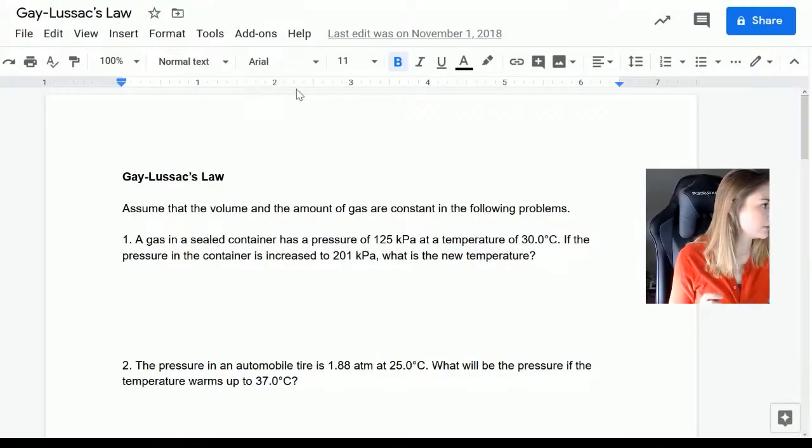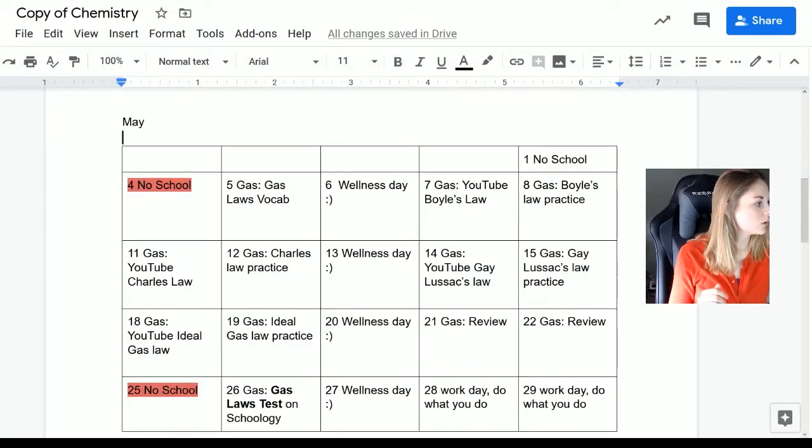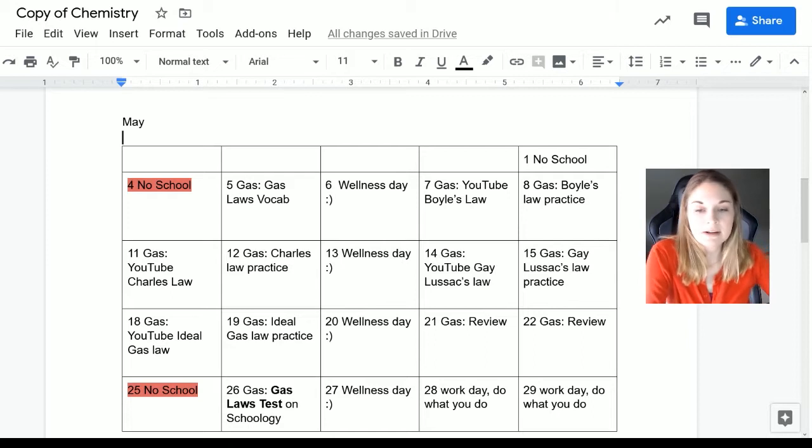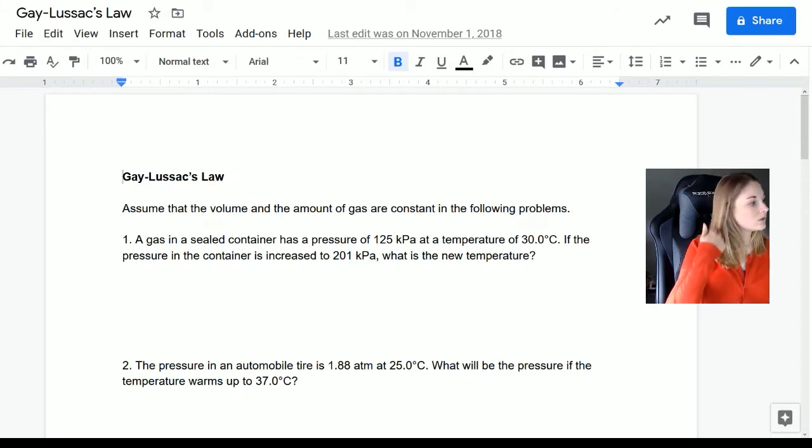Just to show you where I'm at on the calendar, we are going over May 14th stuff. Hopefully you guys had a nice wellness day yesterday and everyone's all ready to go for today. Tomorrow you'll have practice with this, but if you want to do it today, obviously I share all of your work with you the Monday of each week.